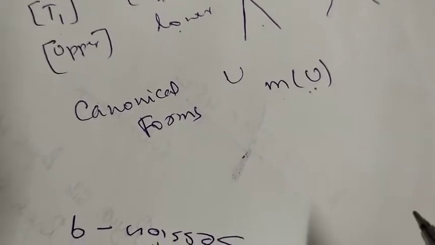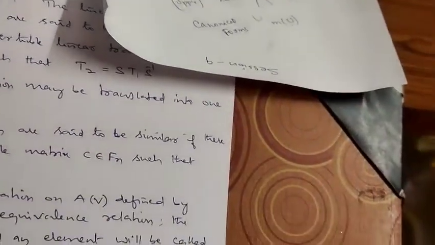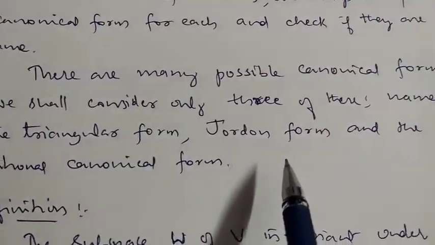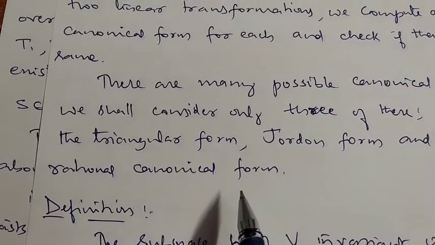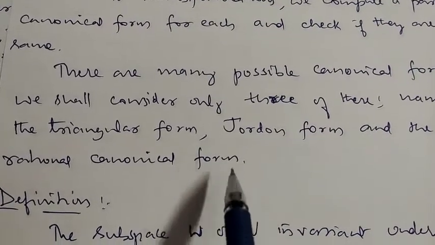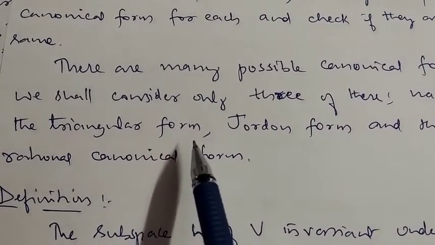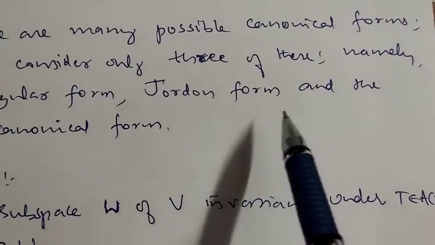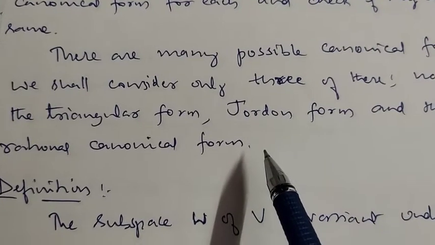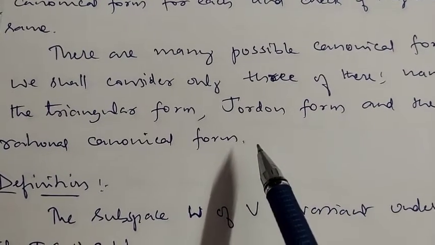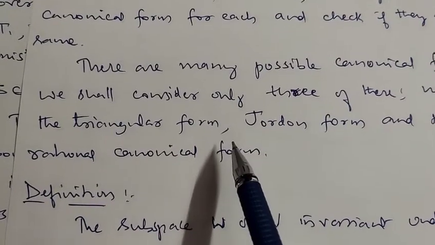There are plenty of canonical forms, but in your syllabus you will have three standard canonical forms. One is the triangular form, the other is the Jordan form, and the third one is the rational canonical form. So we will discuss these three canonical forms only. First is the triangular form, next is the Jordan form, and the third is the rational canonical form. Now first let us take up the triangular form.